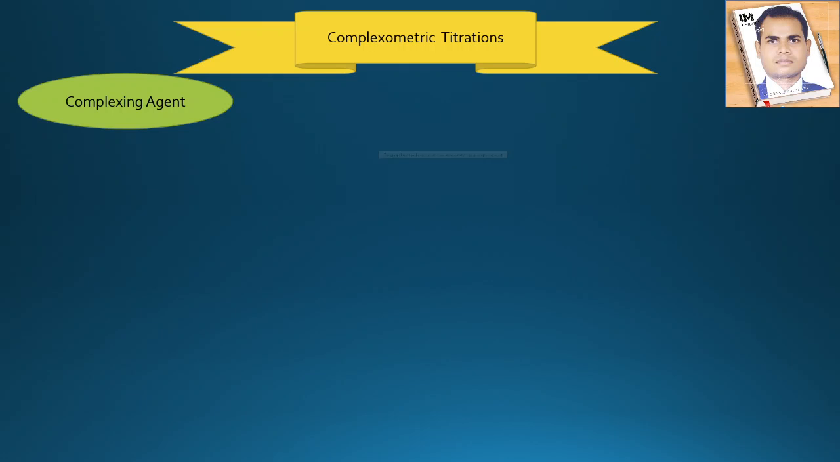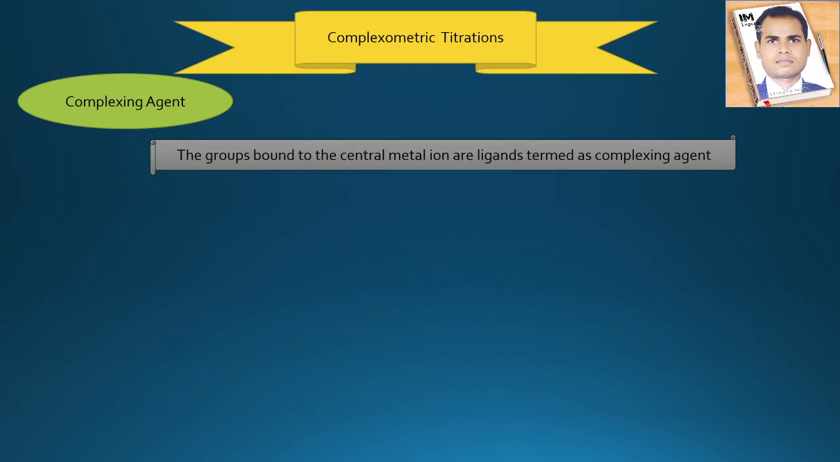complexing agent. The definition of a complexing agent: the groups bound to the central metal ions, or ligands, are termed complexing agents. Suppose we want to calculate the specific amount of specific elements. For the determination of those elements we have to use the EDTA agent, or you can say the complexing agent.